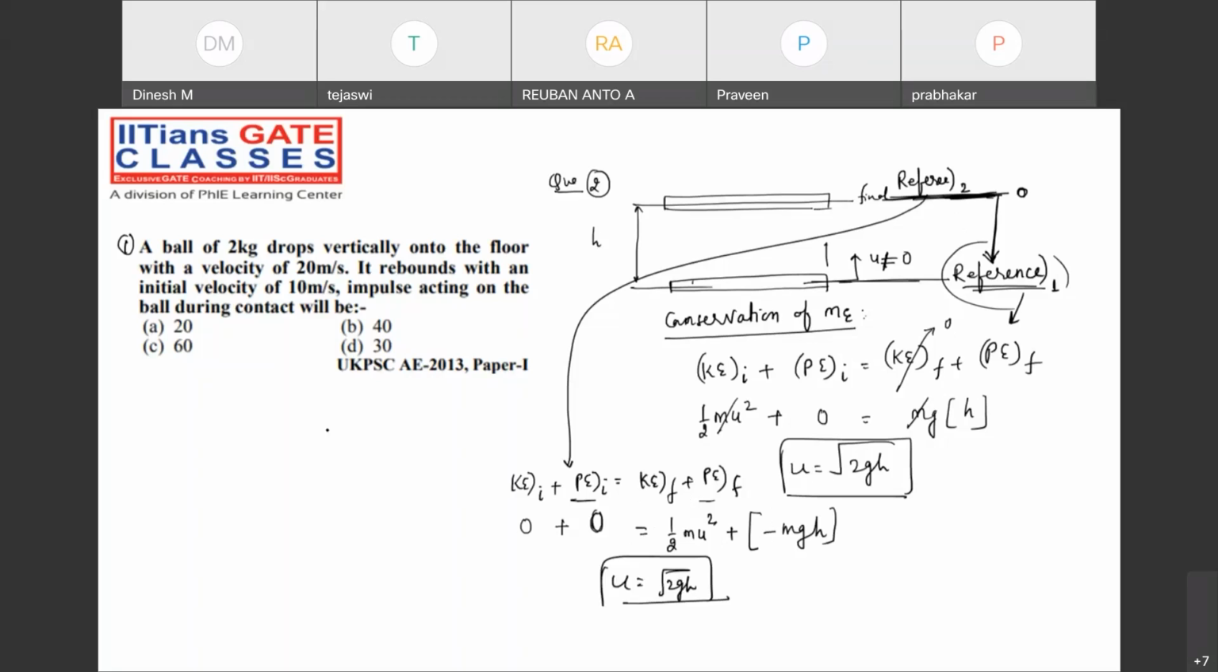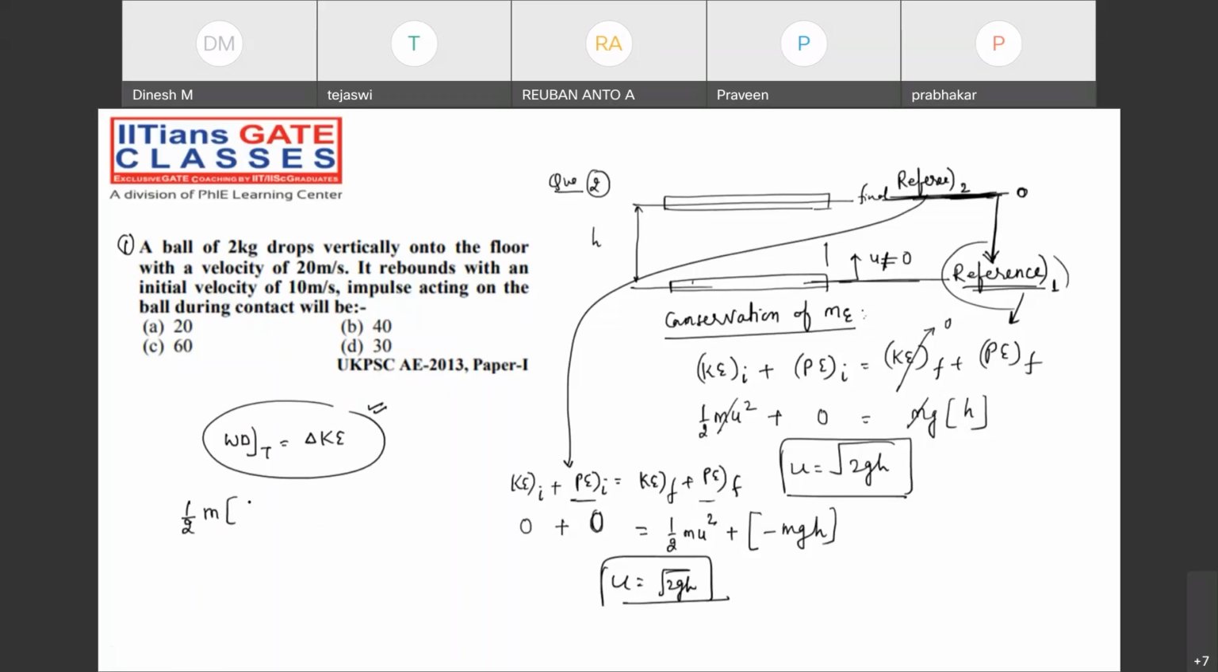Suppose somebody says, sir, no, I'm going to follow total work done equals change in kinetic energy. I don't want to understand this conservation of mechanical energy, I just want to follow the work energy theorem. Through that also you will get the same answer, my dear friend. How? Look over here.